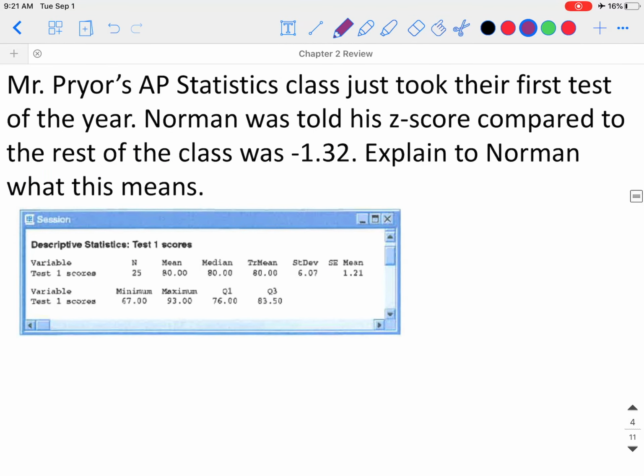Mr. Pryor's AP Statistics class just took their first test of the year. Norman was told his z-score compared to the rest of the class was negative 1.32. Explain to Norman what this means. Norman scored below the class average on the test. His score fell 1.32 standard deviations below the mean.